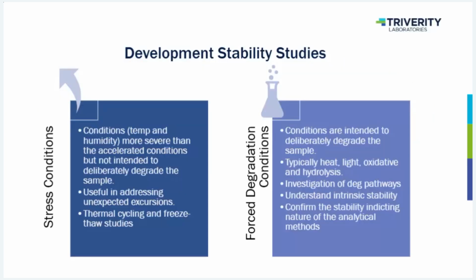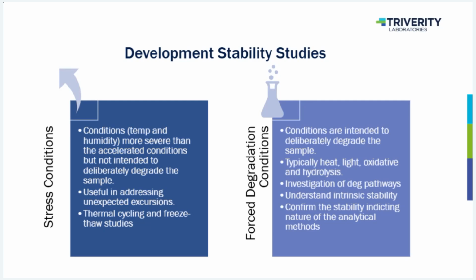There are a couple of development stability studies as well. One is stress conditions, and these are temperature and humidity that are more severe than accelerated. And accelerated is 40 degrees Celsius, 75% relative humidity.